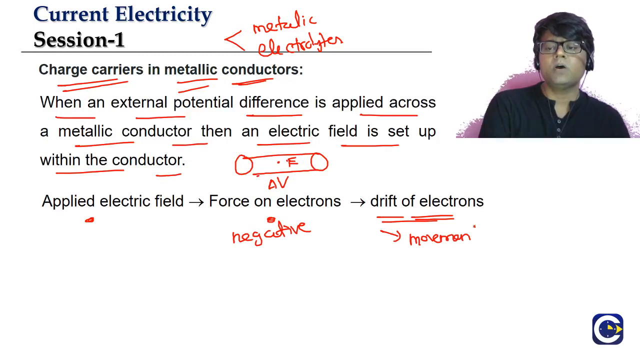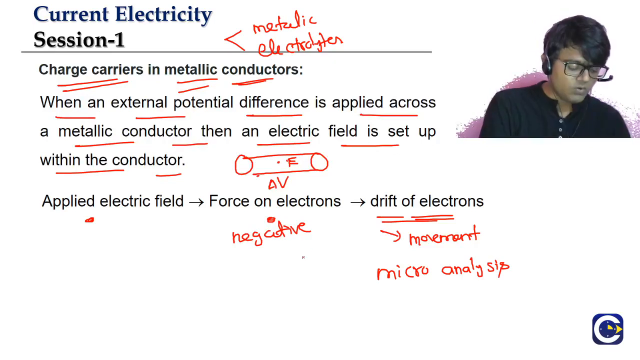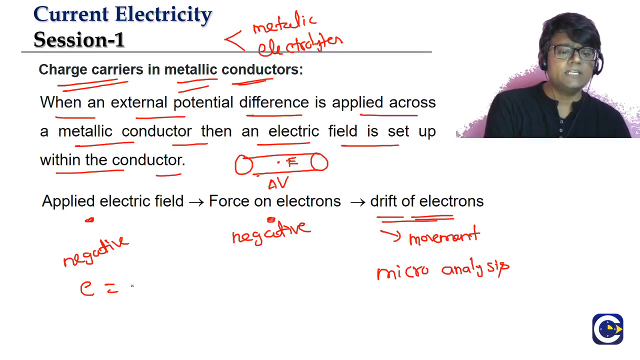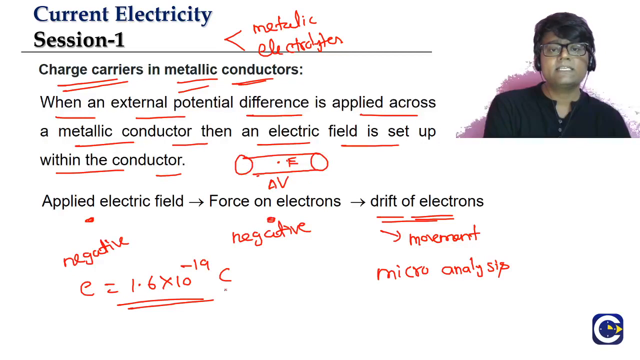We'll study how the drift happens in detail when we talk about the micro analysis. We said that in this chapter we are also going to talk about the micro analysis. But broadly speaking, the reason for the current in metallic conductors is the movement of electrons. So the charge carriers are electrons. The charge of each electron is negative, and its value is the basic charge, 1.6 into 10 power minus 19 coulombs. Clear, guys? So the charge carriers in metallic conductors are electrons.